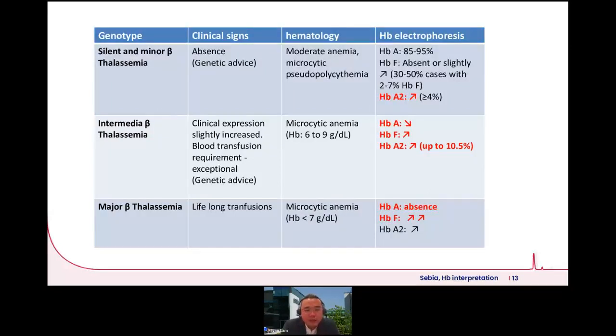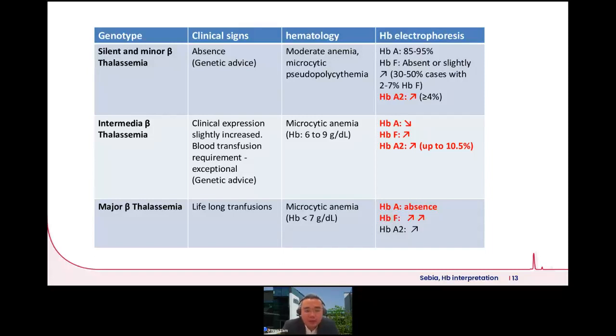So a summary about beta thalassemia. In silent and minor beta thalassemia, you might not see any clinical signs, they are absent. Okay, they may at most only be moderate anemia. Blood smears might be microcytic. Okay. Then in terms of the hemoglobin electrophoresis, you would see hemoglobin A2 being increased slightly. Okay, for the intermediate beta thalassemia, you will see hemoglobin A being reduced and hemoglobin F being increased.